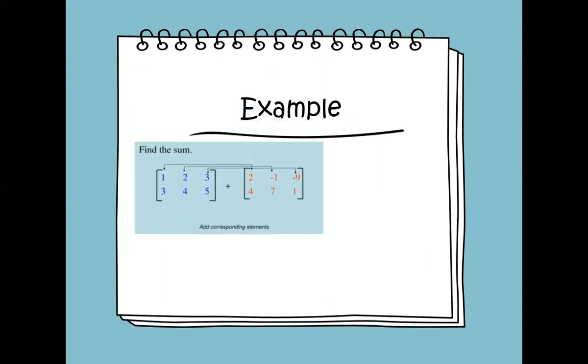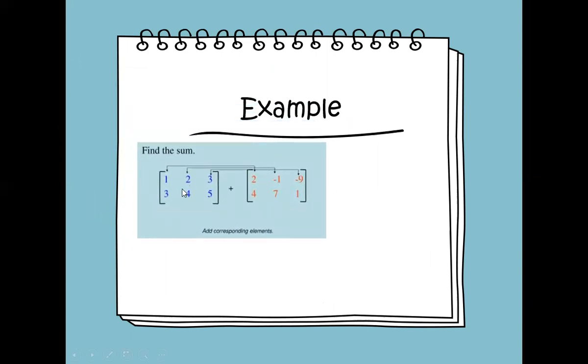We will have another example. Find the sum. First of all, before finding the sum, before adding the corresponding elements, you need to check the dimension of each matrix. So let's see here, what's the dimension of this matrix? We have 2 rows and 3 columns. So 2 times 3. Same as here, 2 rows and 3 columns. So now we can start adding the two matrices.